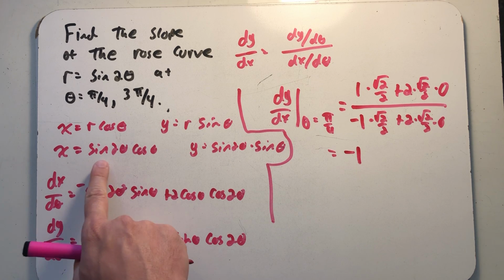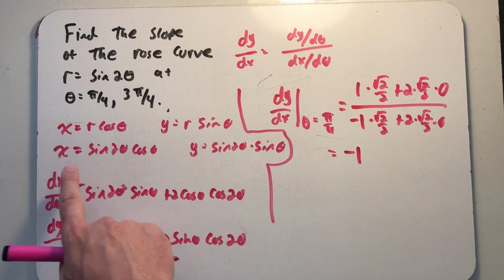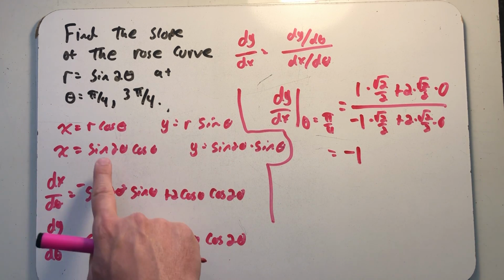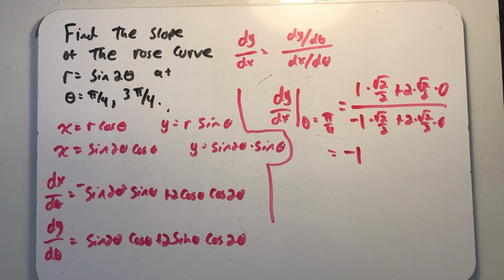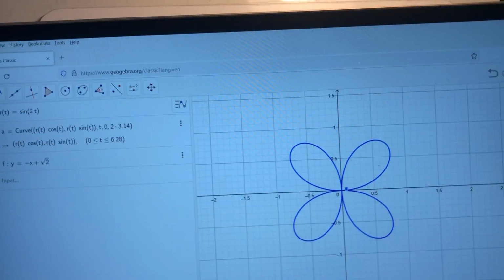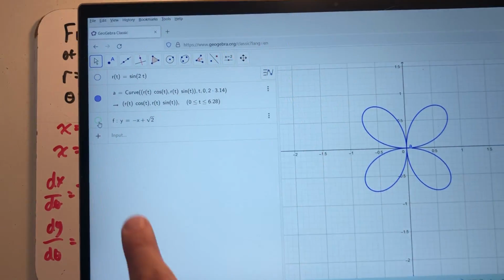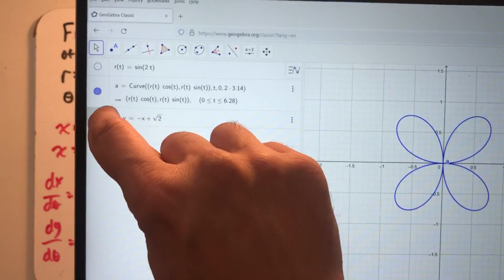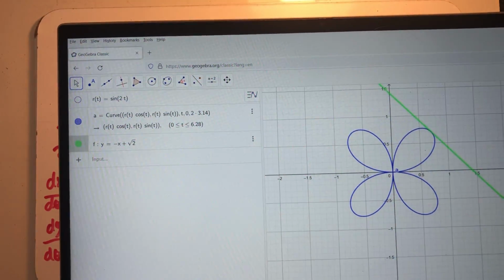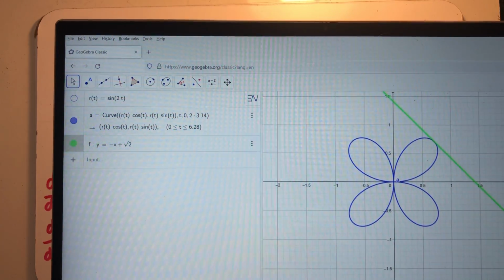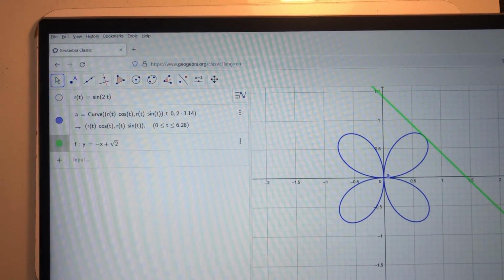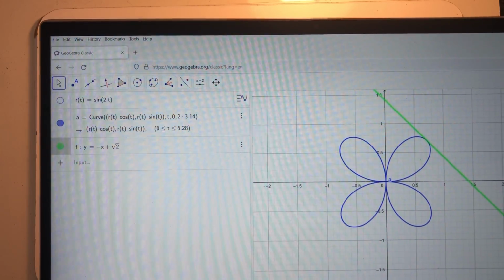Now, since I've written down these parametric equations, I could plug pi fourths in and find what x is. I could plug pi fourths in and find what y is, find the equation of the tangent line. In my graph here, I've already done that, and I invite you to do it as well. But there is that nice happy tangent line with a slope equal to minus 1. You can see its equation there. Y equals minus x plus the square root of 2.